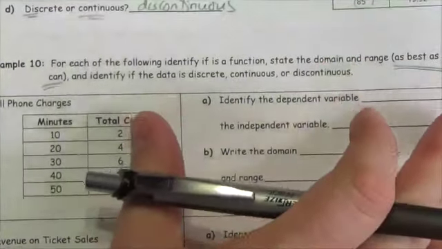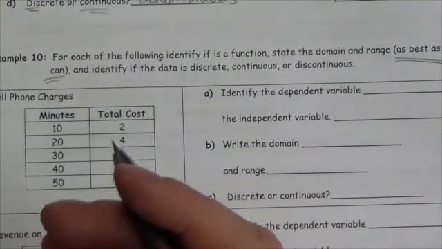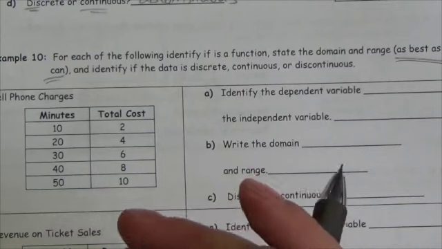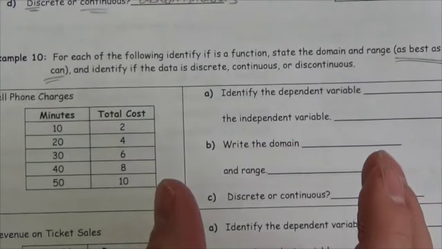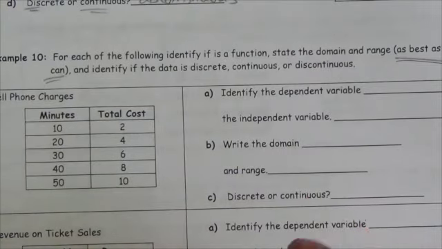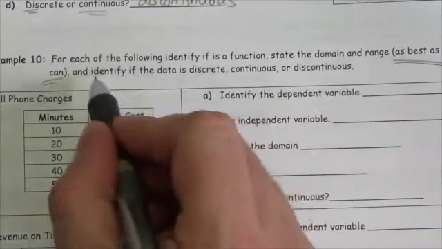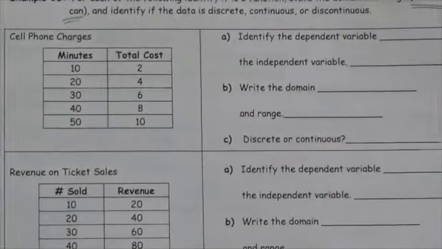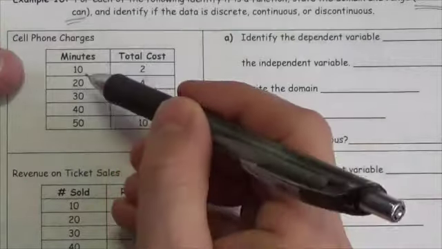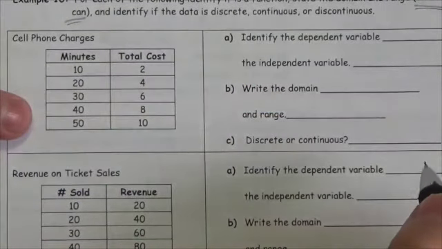We just saw in the previous example that it can be hard to be specific enough to get everything, but at the same time without making it difficult. It can be really difficult to get that worked out. And then identify if it's discrete, continuous or discontinuous. So here we go. Cell phone charges, minutes, total cost.